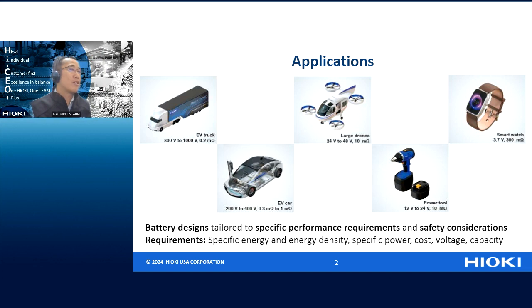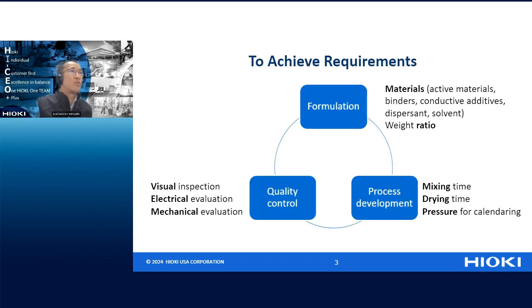So batteries are used in a diverse range of applications, from smartwatch through EV, and the battery designs are tailored to specific performance requirements and safety considerations. So specific energy density, specific power, cost, voltage, capacity, they are part of the requirements, and that they are optimized by application. And to achieve specific requirements, I can see 3 areas.